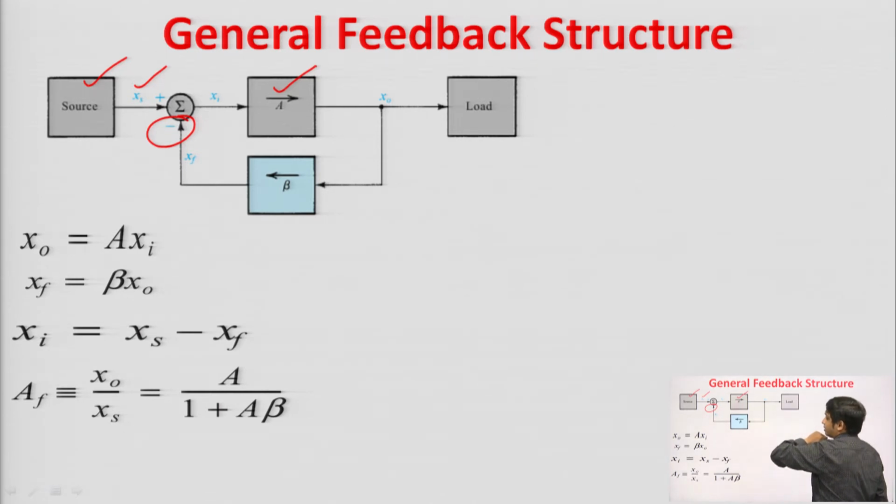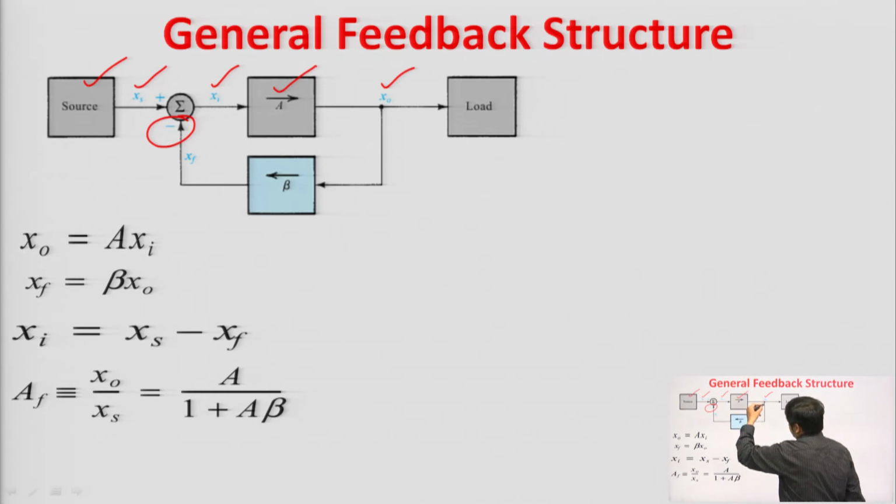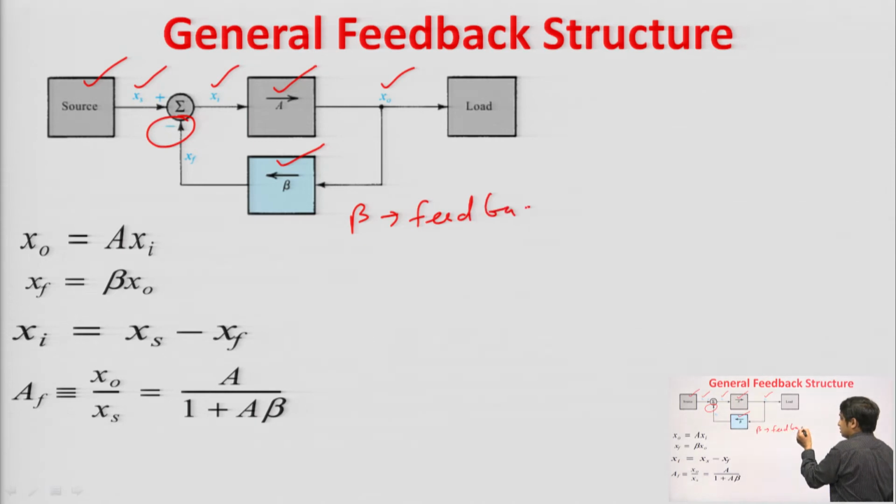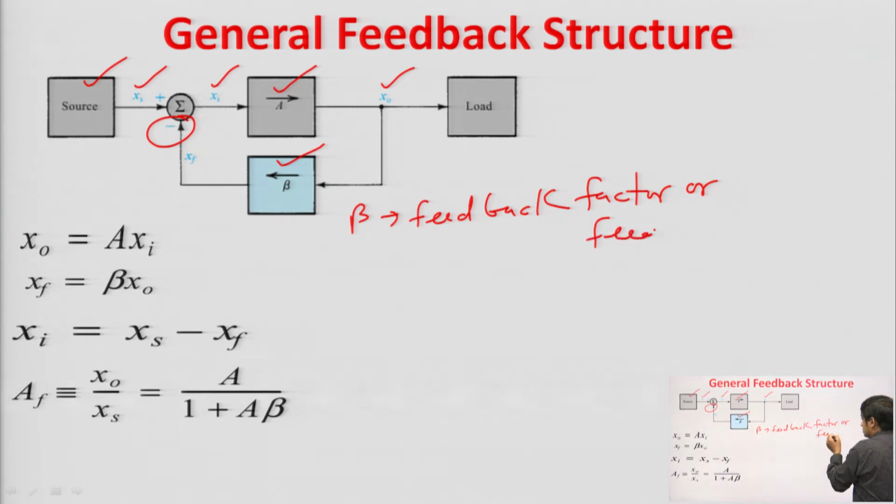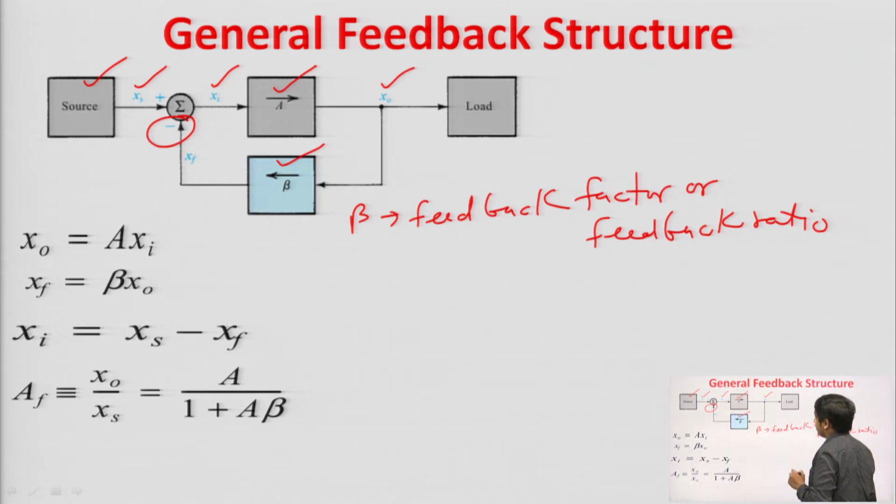You can see that this source is generating some signal Xs, and this is the basic amplifier. The gain of that amplifier is A, the input of this amplifier is Xi and the output is X naught. Now, this X naught goes to the input side through this feedback circuit, and the gain of that feedback circuit is beta. This beta is called the feedback factor or feedback ratio, fine. This is a load across which we get the output.